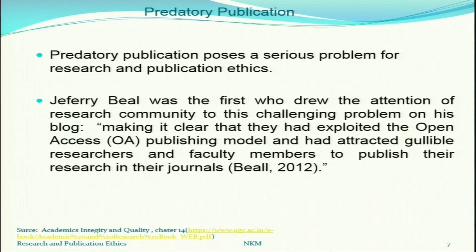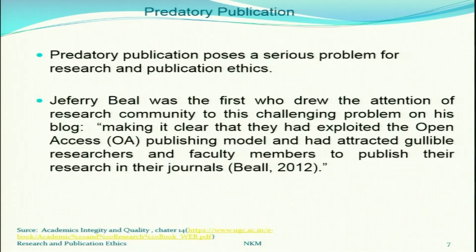According to Jeffrey Bell, a very renowned scholar who first worked on this research problem and this issue in publication practice, namely predatory publication, he tried to work out a list of such journals. He was the first who drew the attention of the research community to this challenging problem on his blog, making it clear that they had exploited the open access publishing model and had attracted gullible researchers and faculty members to publish their research in their journals.